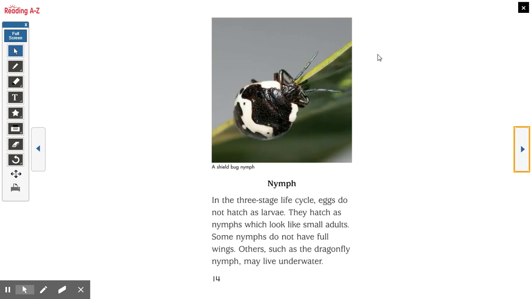Here we have another photograph, and at the bottom it says a shield bug nymph. Nymph. In the 3-stage life cycle, eggs do not hatch as larvae. They hatch as nymphs, which look like small adults. Some nymphs do not have full wings. Others, such as the dragonfly nymph, may live underwater.